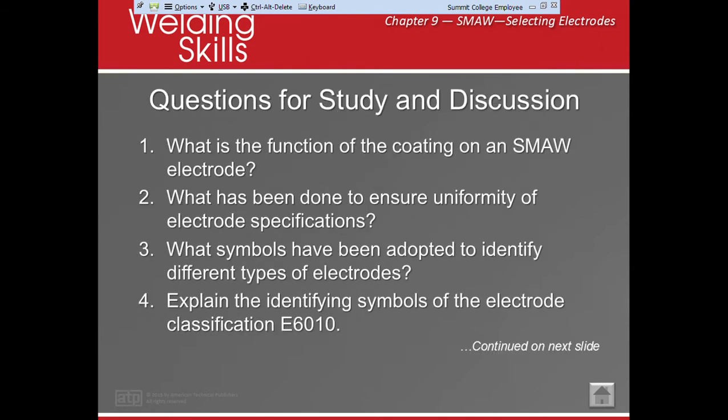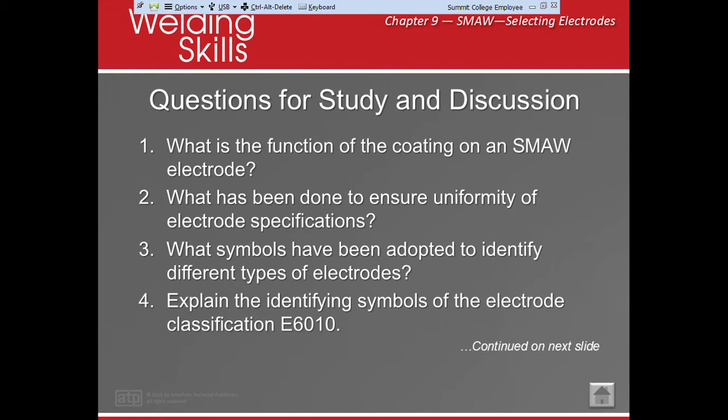What is the function of the coating on an SMAW electrode? The coatings contain various elements like cellulose sodium or titanium sodium, and they act as a cleaning and deoxidizing agent to remove impurities and oxygen from the molten weld pool. They produce shielding gas to prevent the molten weld pool from reacting with oxygen and nitrogen, form a slag coating over the weld bead to protect it from oxygen and nitrogen as it cools, as well as slowing the cooling rate to make a more ductile weld, provide easier arc starting, stabilization of the arc, and reduce spatter. And they also permit better penetration and help meet weld quality requirements.